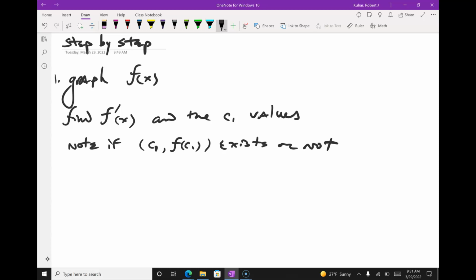All right, graph. Find the first derivative and the critical values. Step 3, find f double prime and the C2 values. Right? Find the critical values of the second derivative. Create your number line sign table separated by the C2 values.